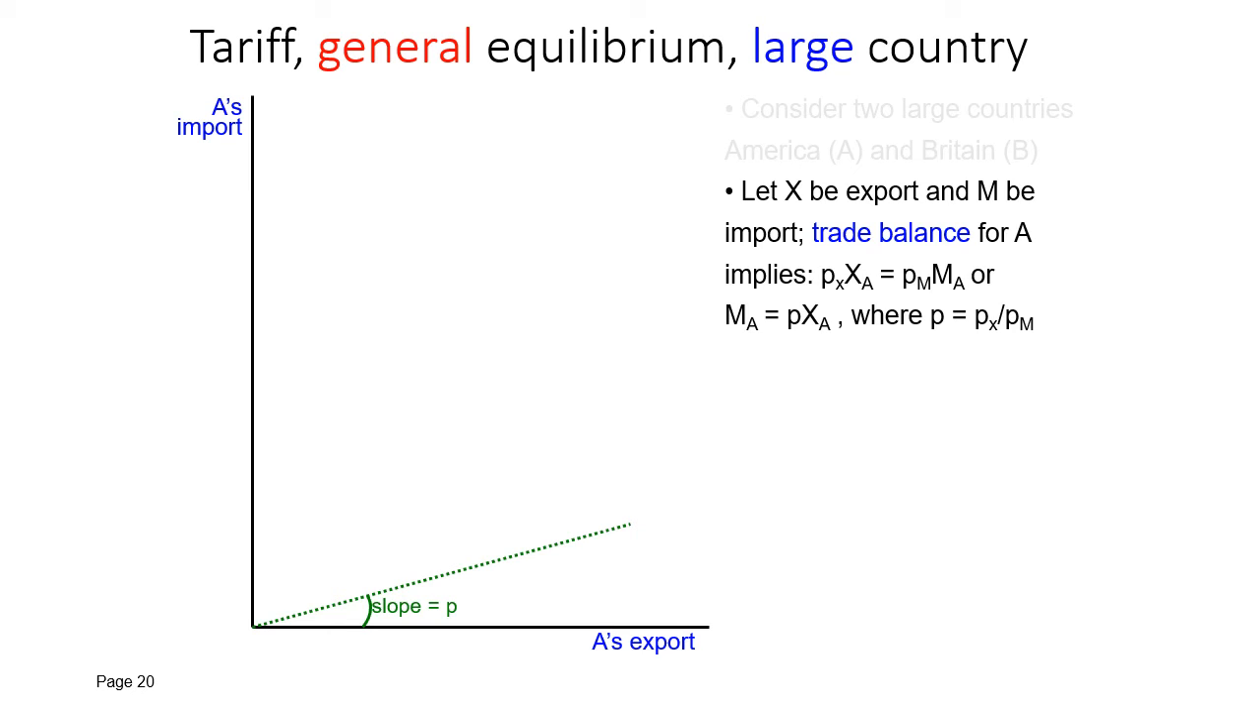What you can do then is rearrange the equation. You can write it in terms of MA, and then MA equals P times XA, where P is the relative price, which is the price of exports divided by the price of imports. So that is now depicted on the graph. That MA equals PXA is a straight line graph, and it's positively sloped, and the slope is depicted on the graph by the dotted green line. Important for you to consider. Any changes by adding tariffs is going to affect that slope of the graph.